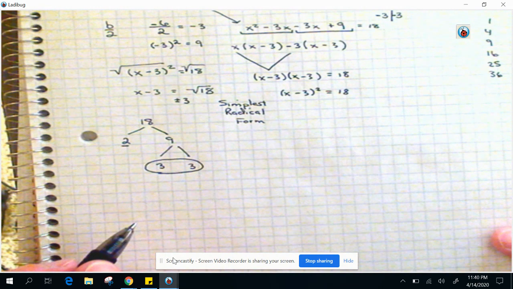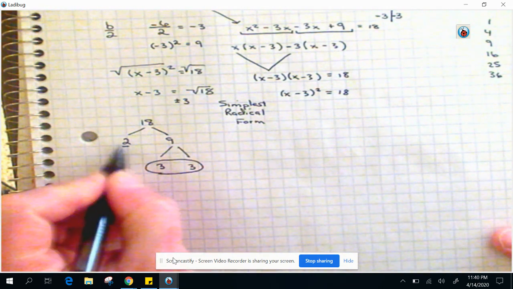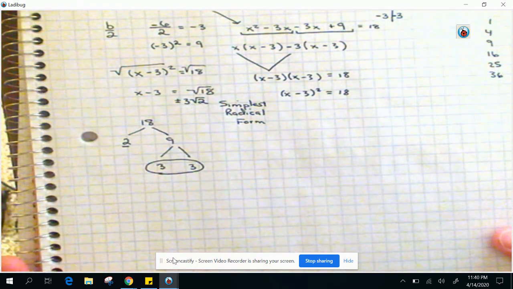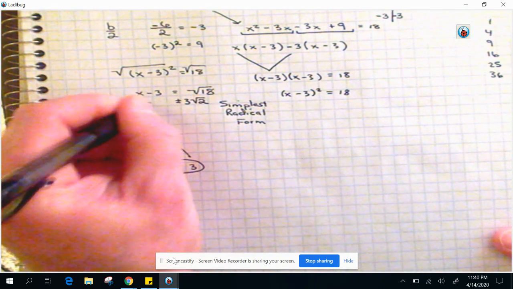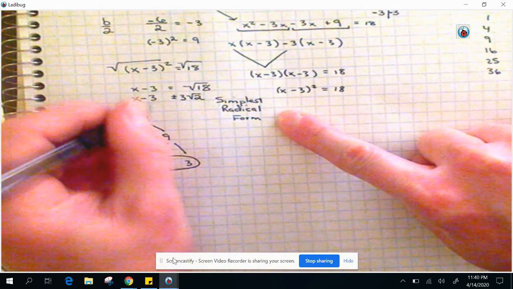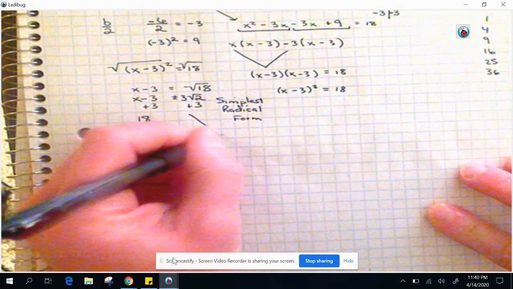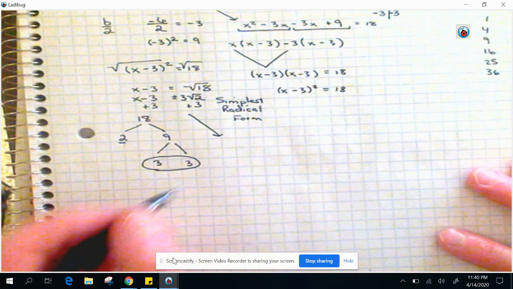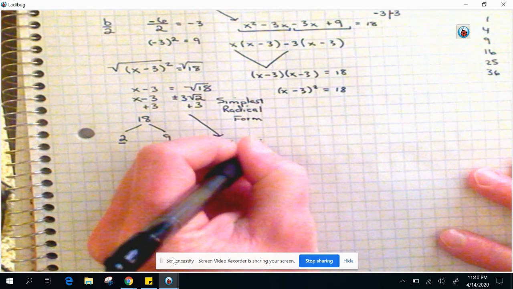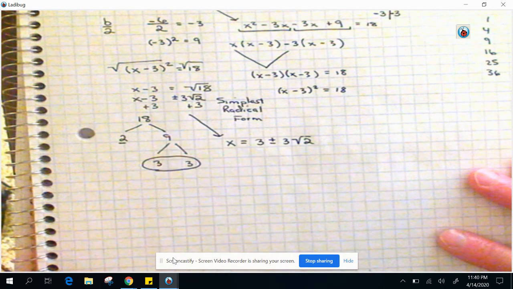Remember, the square root of any number can be a positive or a negative. But this 2 didn't have a partner, so it's stuck under the radical. Okay, so that helps us simplify the radical. Okay, so that it's in simplest radical form. Okay, last step here is add 3 to both sides. And I'm going to jump down here. Okay, so then this leaves us with x equals positive 3 plus or minus 3 square root of 2.